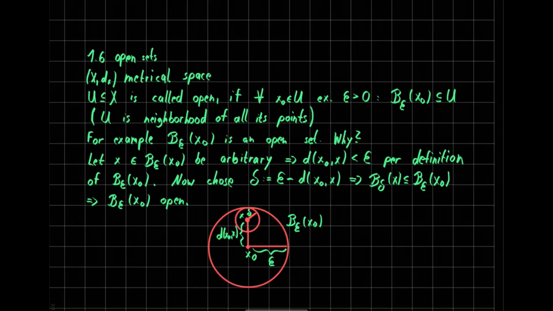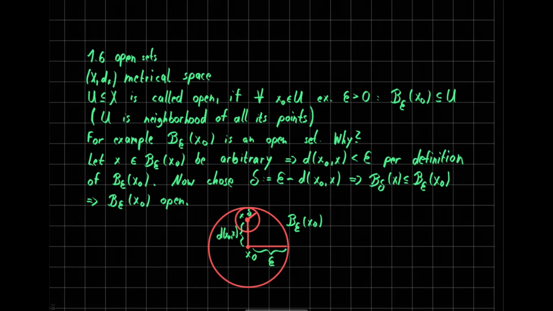Let's look at an easy example to make this definition a bit clearer. As the name suggests, the open epsilon neighborhood around the point x0 is open. This is because for any arbitrary point x in it, we can choose delta as epsilon minus the distance of x to x0, as you can see here. Then, the open delta neighborhood of x is a subset of the open epsilon neighborhood of x0. Because we did this for an arbitrary point x, this means that the open epsilon neighborhood around x0 is open.